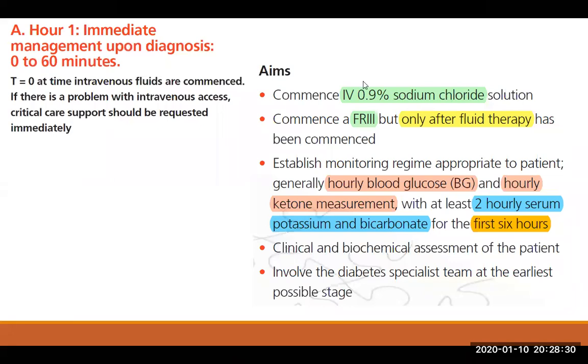This is very important. How to monitor the electrolytes. The blood glucose must be monitored hourly, and hourly ketone measurement. And after that, every 2 hours we must check potassium and bicarb. So the blood glucose and ketone body must be checked hourly with at least 2 hourly serum potassium and bicarbonate for the first 6 hours of management of DKA. In our exam, they asked about the frequency of checking serum, I think serum ketone.